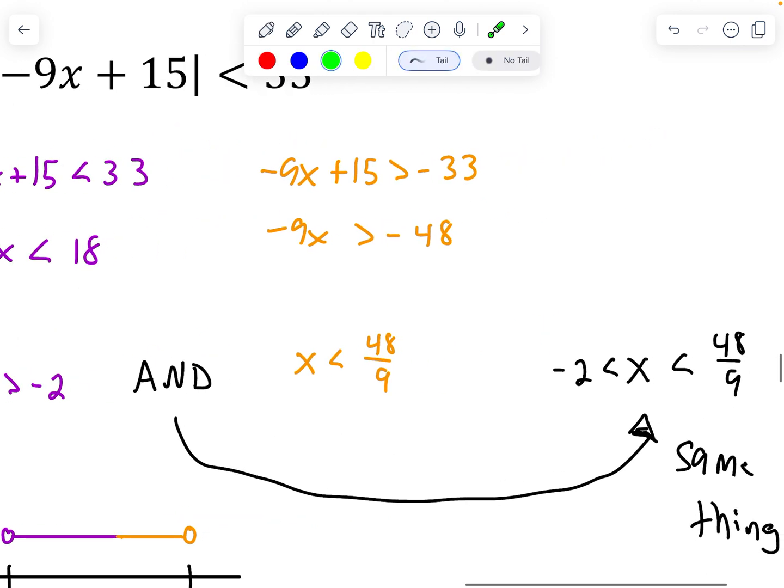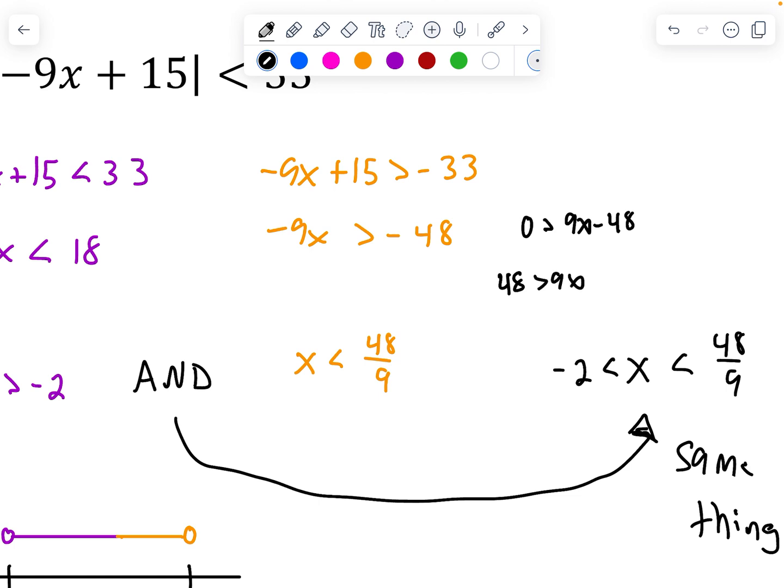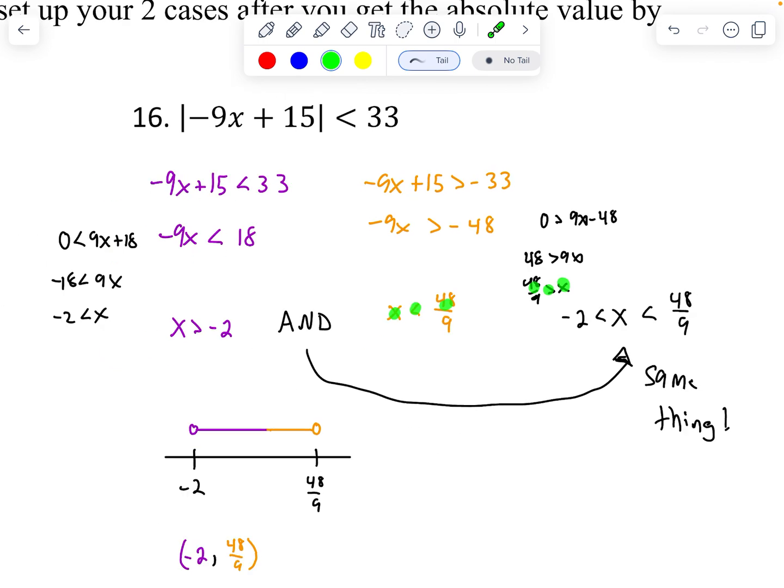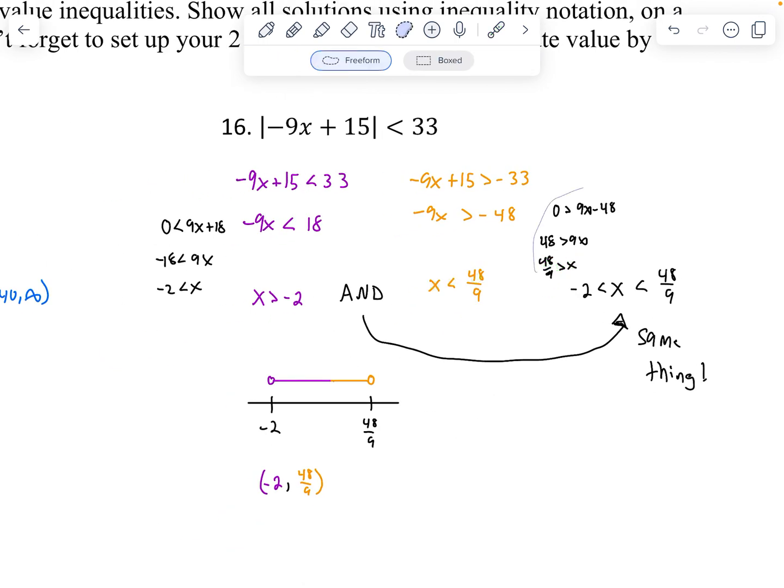And then over here, starting with this one, add 9x. So you get 0 is greater than 9x minus 48. Add 48, so you get 48 is greater than 9x. And divide by 9, so 48 over 9 is greater than x. And once again, this is x is less than 48 ninths. So those are the same thing indeed.